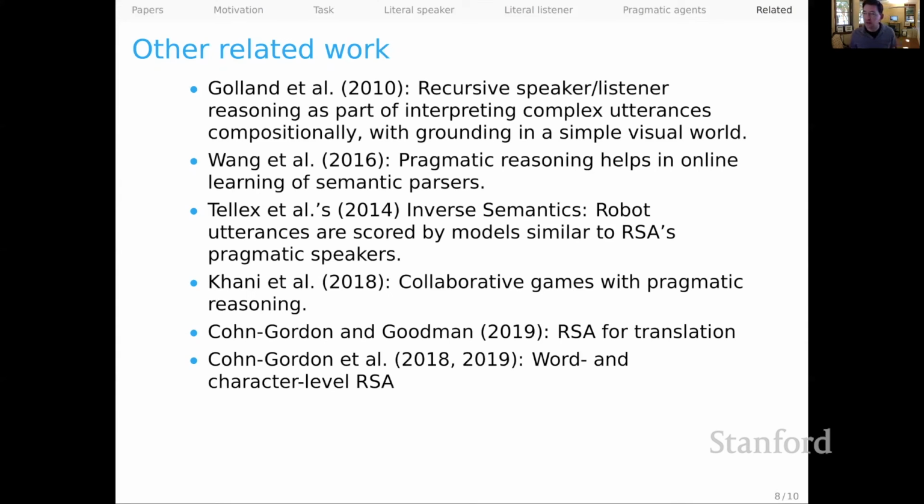Reuben Cohn-Gordon did a lot of innovative work as part of his PhD in the context of RSA. He also explored applying RSA at the word and character level. So removing the approximation that we sample from the S0 speaker to create the denominator. Rather, instead, he applies RSA at every single time step in a left to right sequential decoding step. And that time step could be either the word level or, surprisingly, it was very effective at the character level.